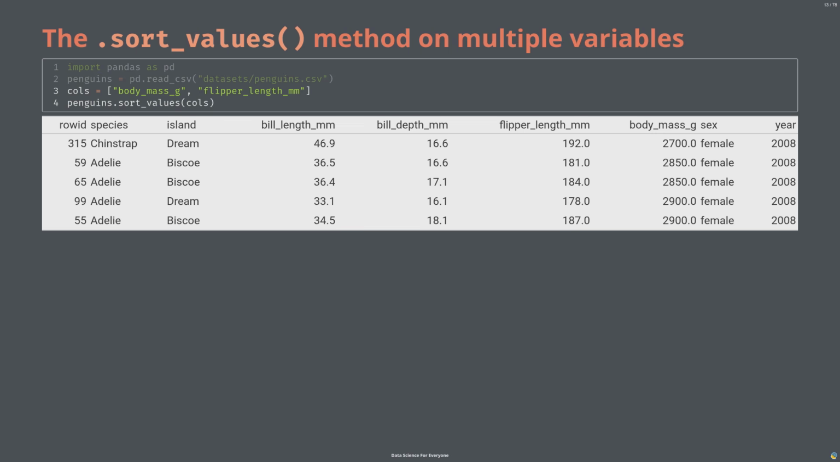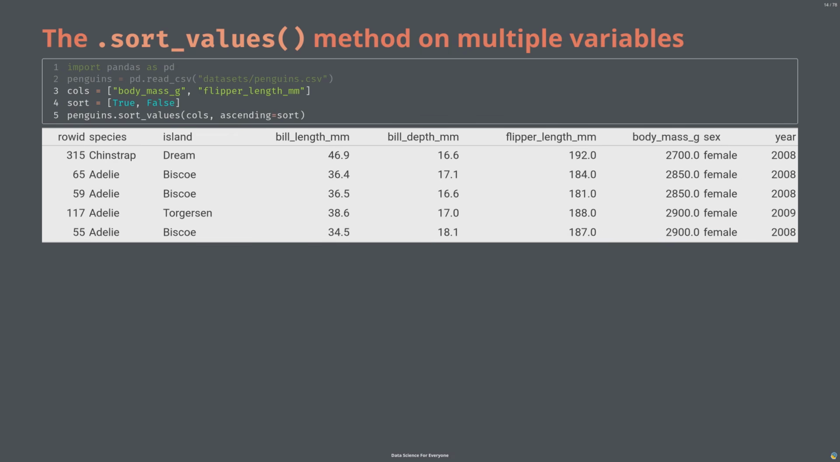If multiple penguins have the same body mass, Pandas will sort those penguins by their flipper length. To control the sort direction for each column, you can pass a list of Boolean values to the ascending argument in the sort_values method. Each value in the list corresponds to a column in the same order you provided them. For example, you can sort body mass in ascending order and then flipper length in descending order. This gives us full control over how the data is sorted across multiple variables.